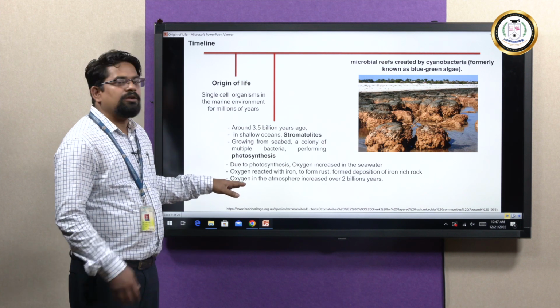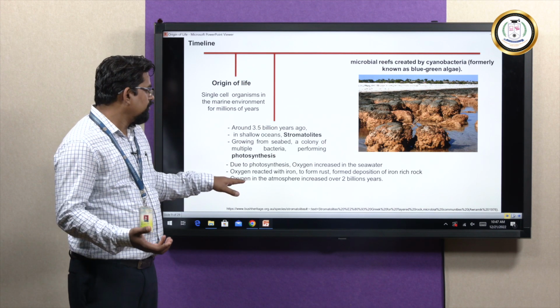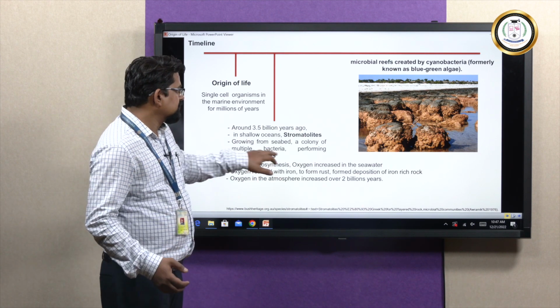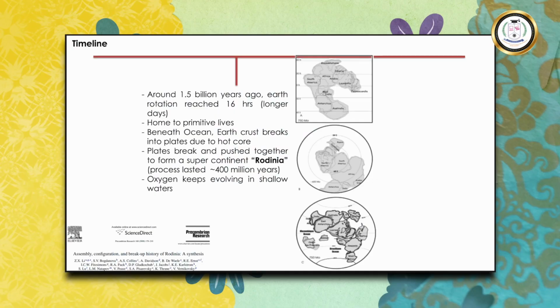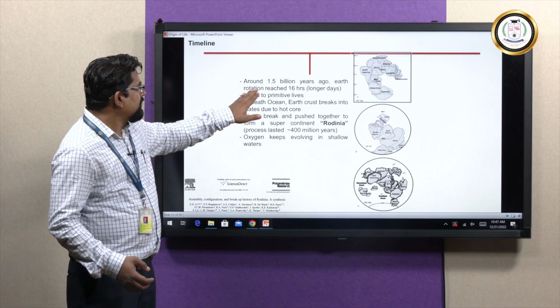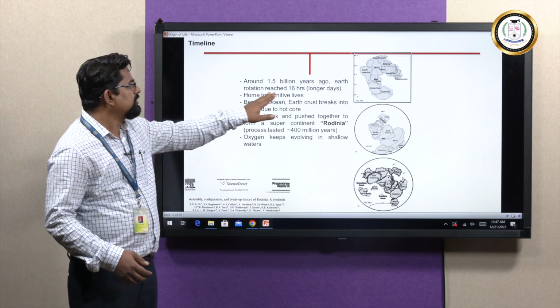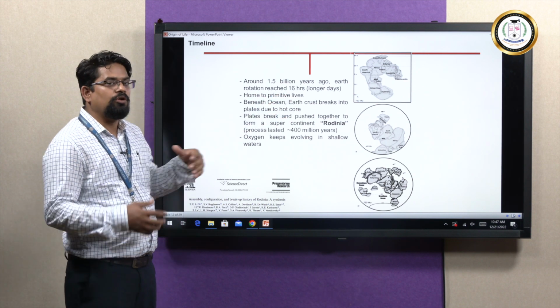These oxygen are not only limited to the seawater but also goes into the atmosphere over 2 billion years. For the 2 billion years, the oxygen went into the atmosphere. Coming down in the timeline, around 1.5 billion years ago, Earth's rotation reached close to 16 hours, so longer daytime.